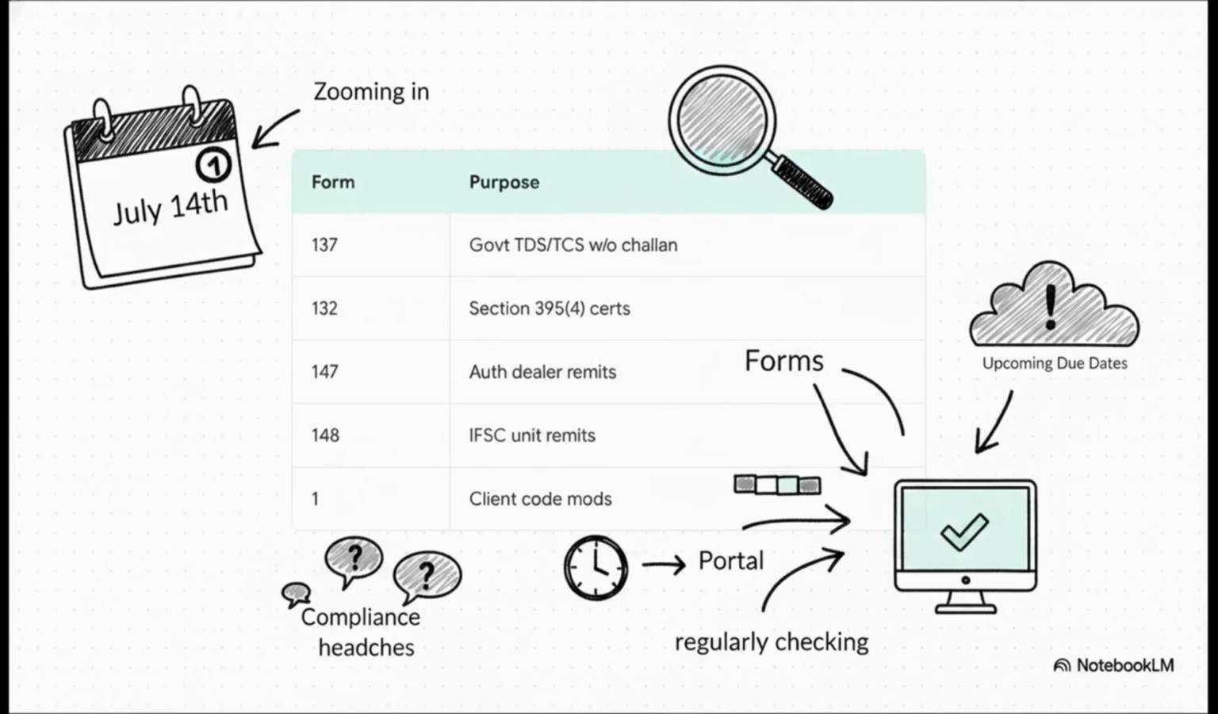We are looking at a really dense concentration of filing requirements hitting back-to-back over just a 3-week stretch. Just to put this into perspective, let's zoom in on a single day, July 14th. The sheer volume of forms due on this one day is pretty intense. You've got government offices dealing with Form 137, authorized dealers handling remittances filing Form 147, IFSC units on Form 148, and stock exchanges submitting Form 1. The big takeaway here, you absolutely need to be checking the upcoming due dates section regularly. Missing even one of these super specific deadlines could trigger a massive compliance headache.